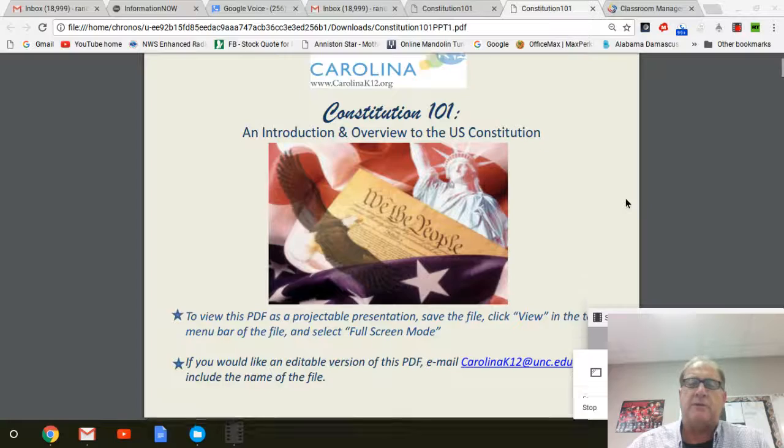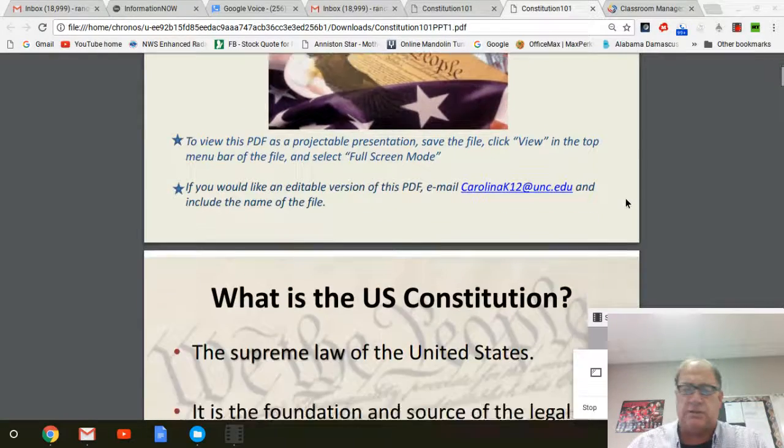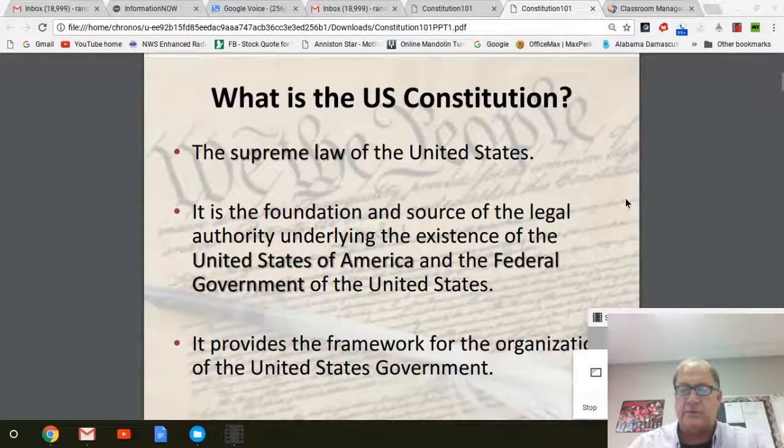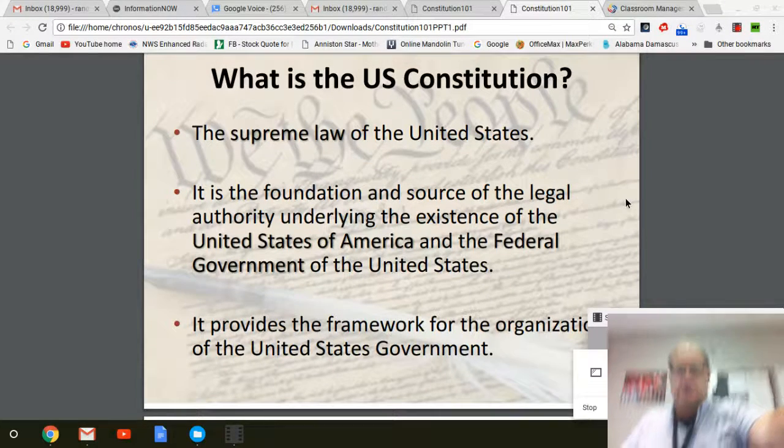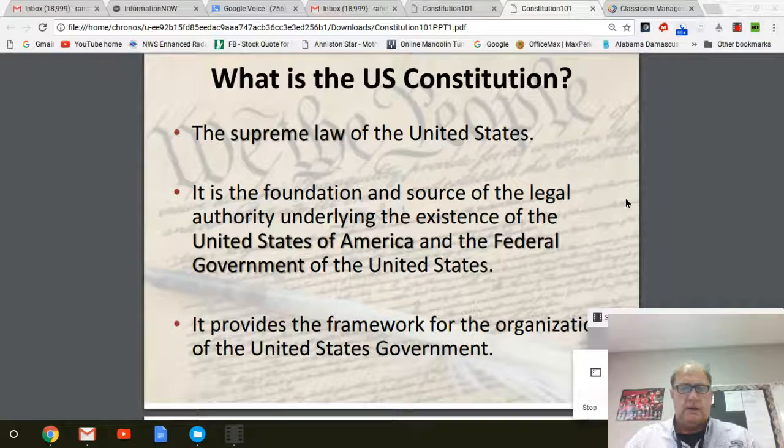We're going to talk about, first of all, the origins of the Constitution. What is the U.S. Constitution? First of all, it's important to note that the U.S. Constitution is the supreme law of the land. It is the foundation and source of all authority in the United States.